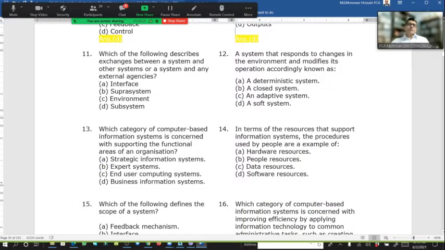In 11, which of the following describes the exchange between a system and another system, or a system and any external agency? Interface, supersystem, environment, and subsystem. The answer is interface, sir. Oh, sorry.